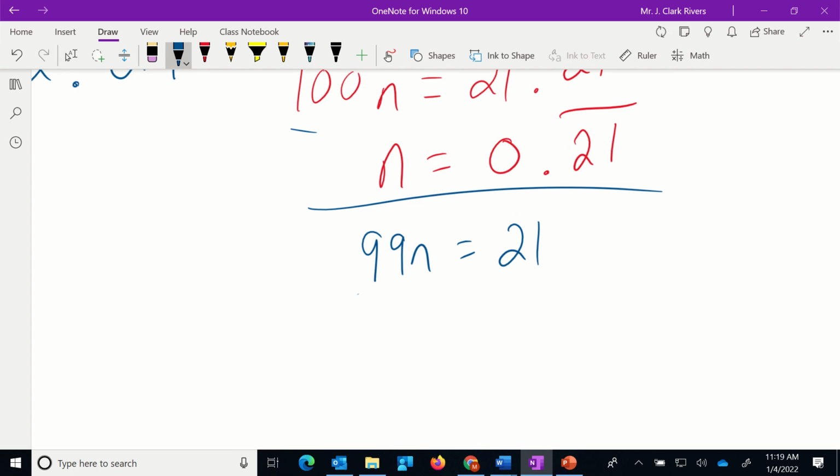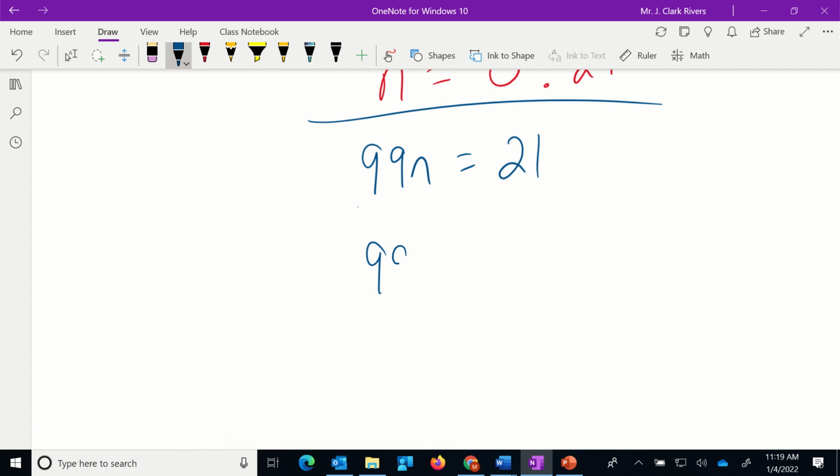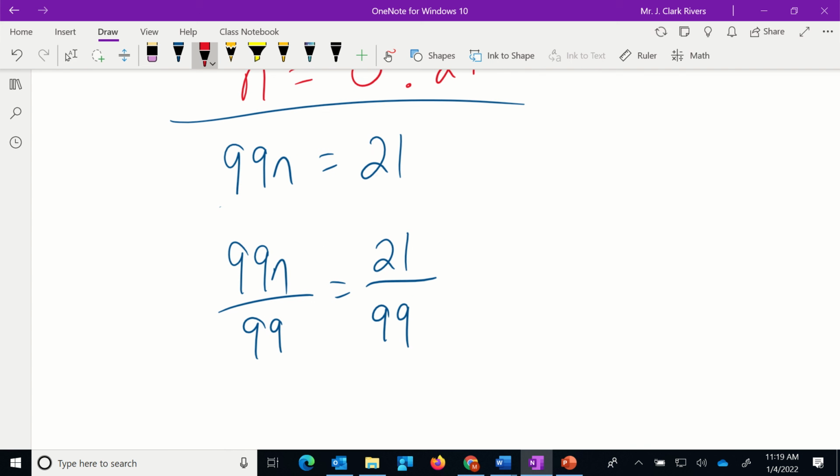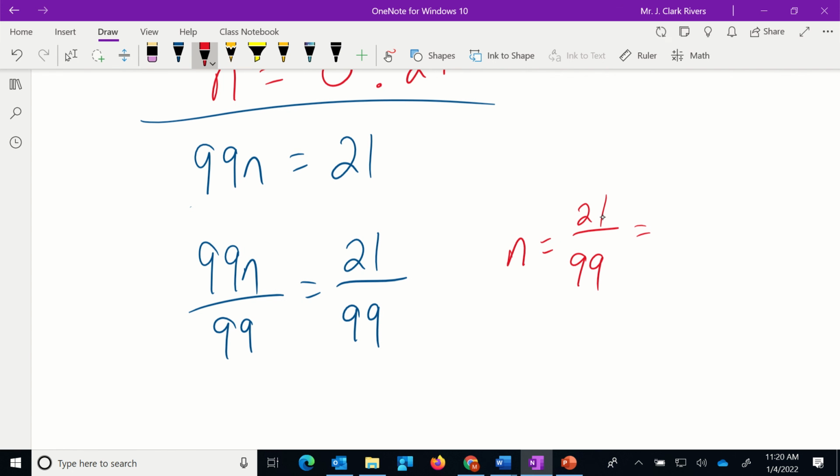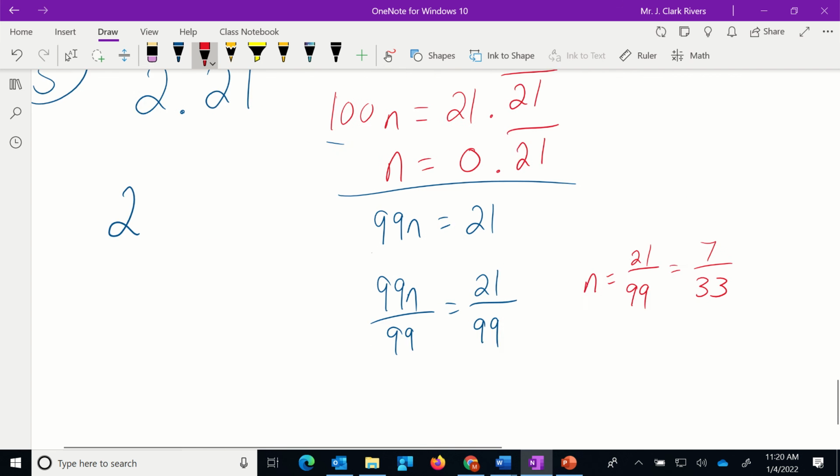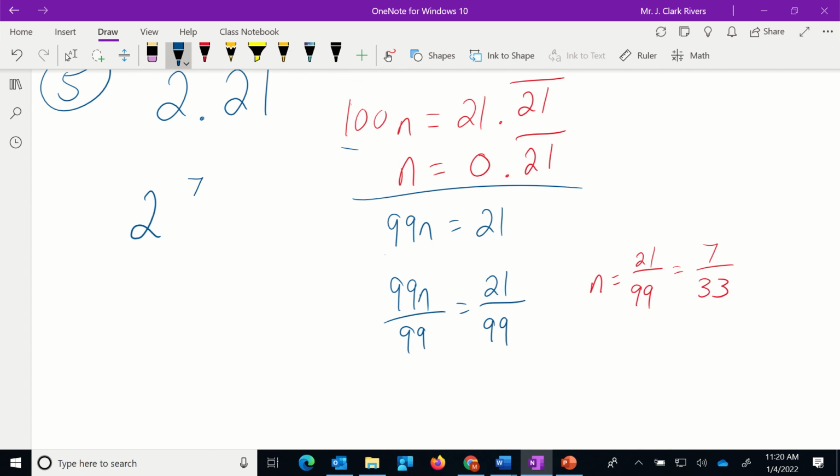We now need to divide both sides by 99. So 99n, we divide by 99 to isolate the n. 21 divided by 99. So n is equal to 21 99ths. But we can divide both of these by 3. Make sure you simplify. We divide by 3 and we get 7, we divide by 3 and we get 33. So 7/33. So 2 and 7/33. Any questions on that? Who got that right? Ooh, hot dog. Way to go, y'all. Proud of you.